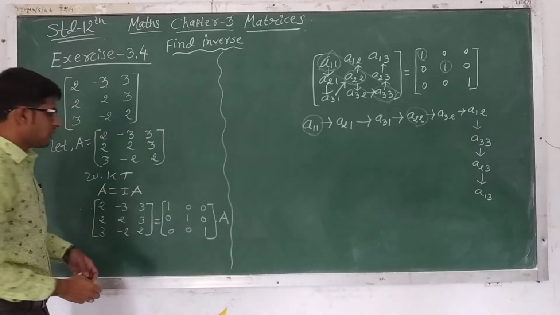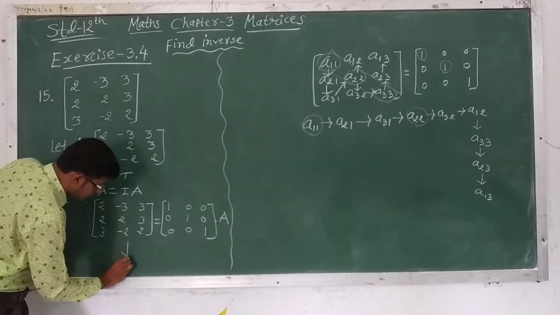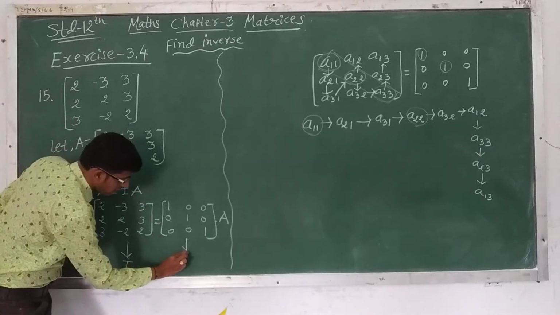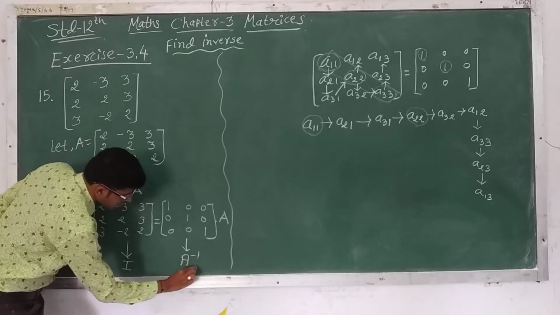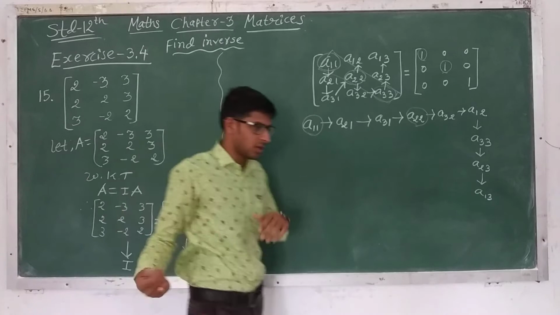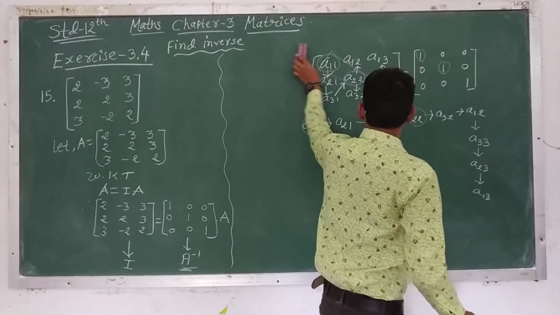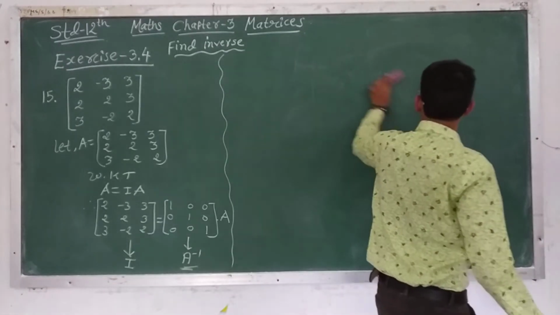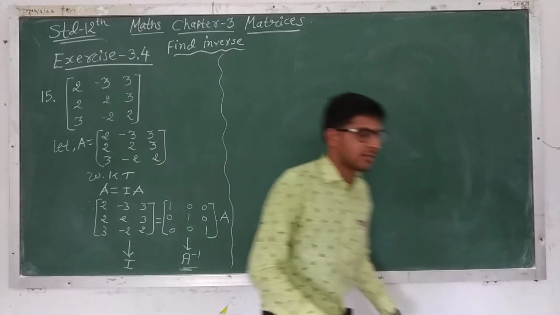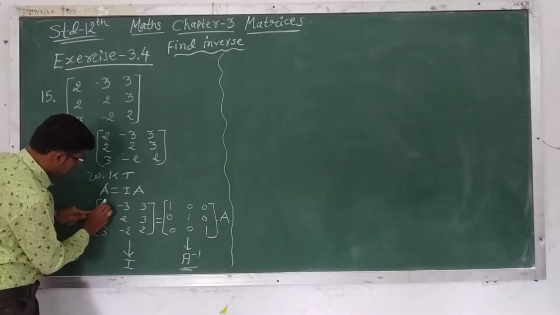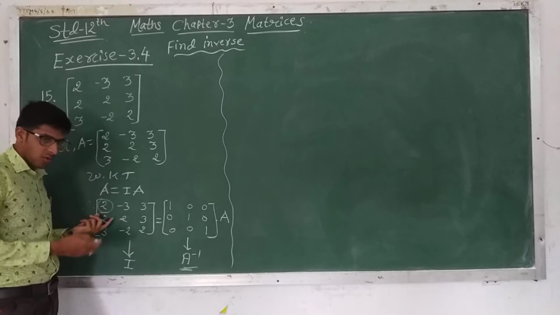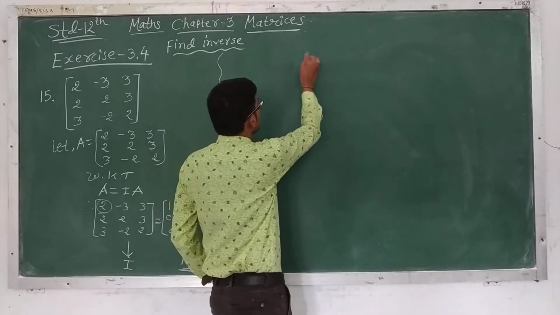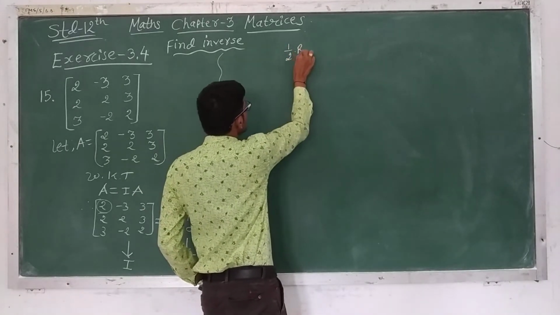What is our next goal? We have to make the identity matrix on the left hand side, and whatever we get on the right hand side is our A inverse. It gives the inverse of the given matrix. So how do we make the left hand side the identity matrix? We follow this pattern. First we make the a11 element 1, so we divide the first row by 2. So R1 becomes 1 by 2 times R1.